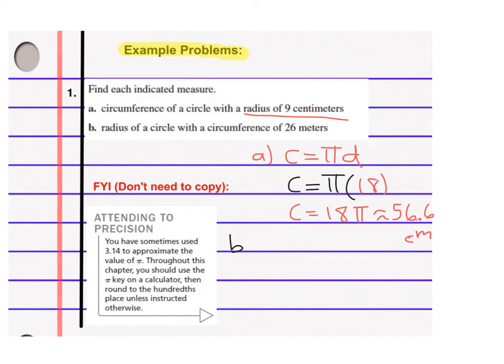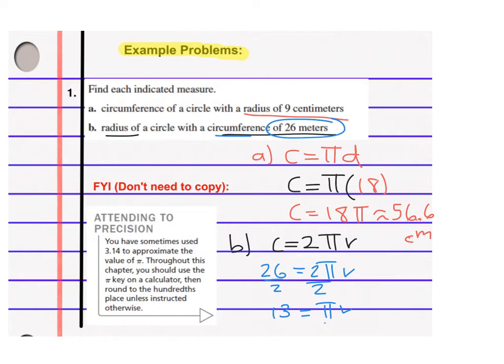All right, for part B, we want to find the radius of a circle with a circumference of 26 meters. Since I want radius, just for fun I might use my 2 pi r formula. This problem's a little different. 26 is circumference, so you need to put that in for C, and you are going to solve for radius. I'm going to divide out a 2. That gives me 13. Then I'm going to divide out my pi. So I have 13 divided by pi, which is about 4.14 meters, which is my radius.